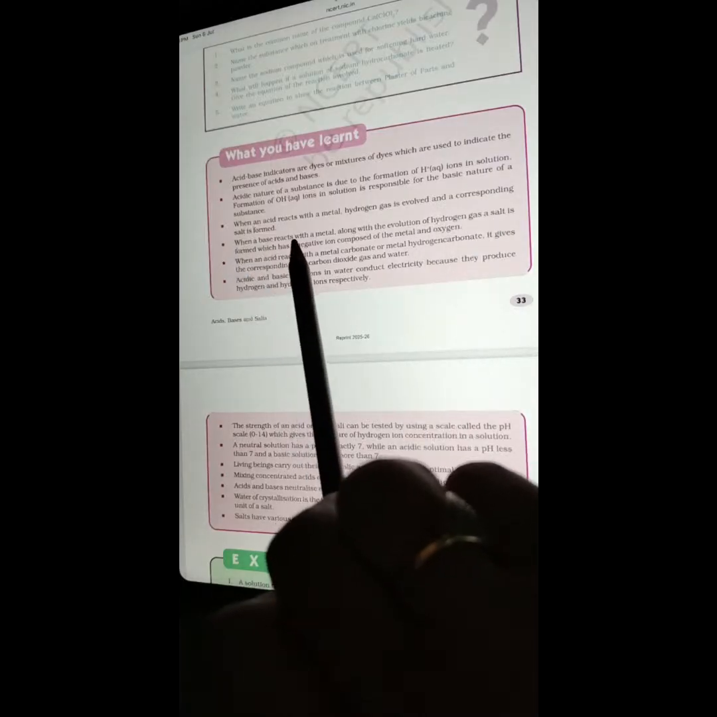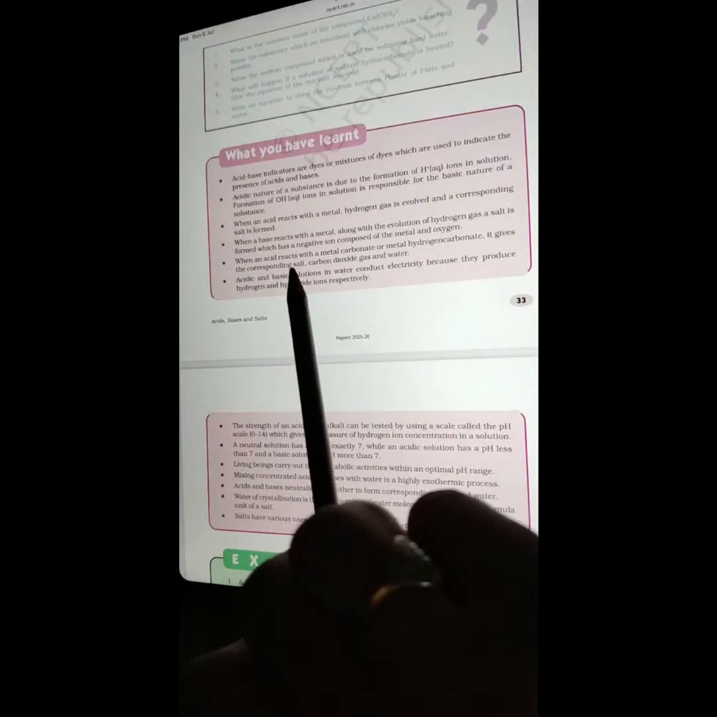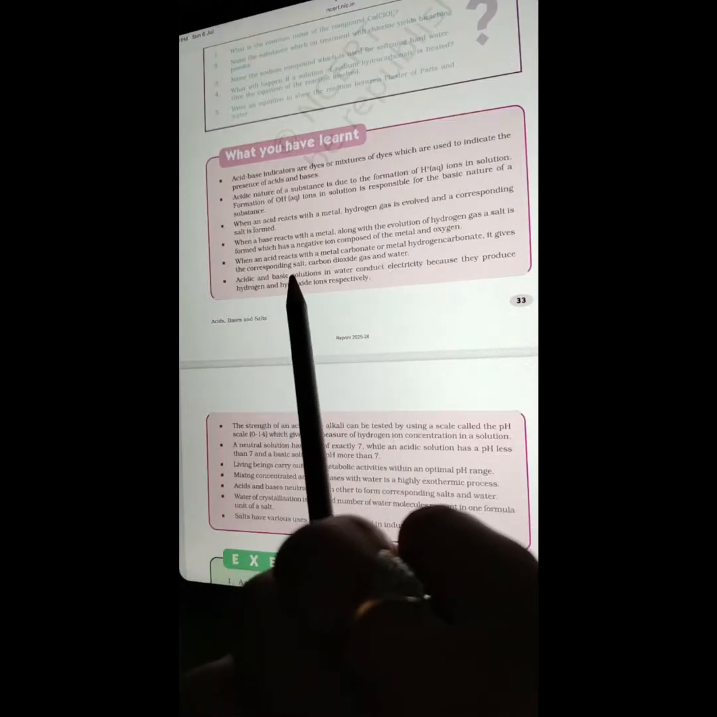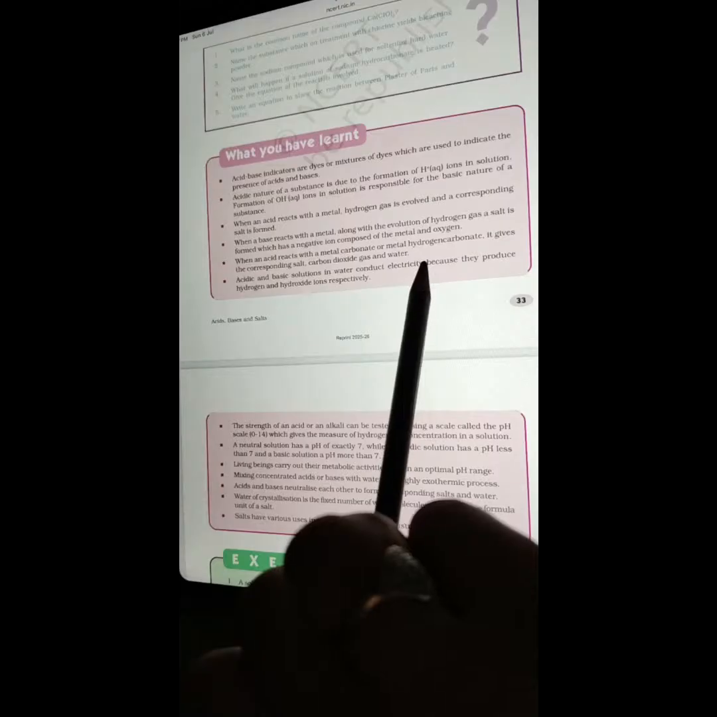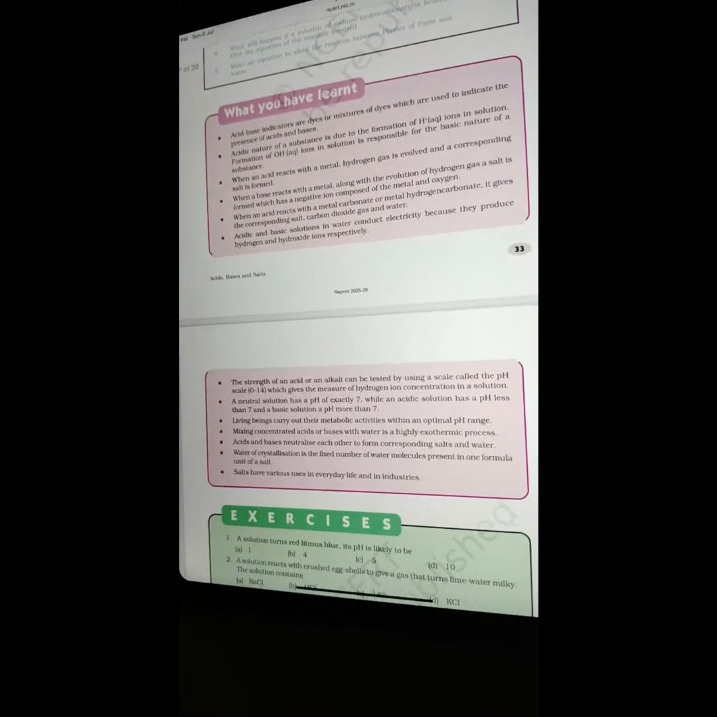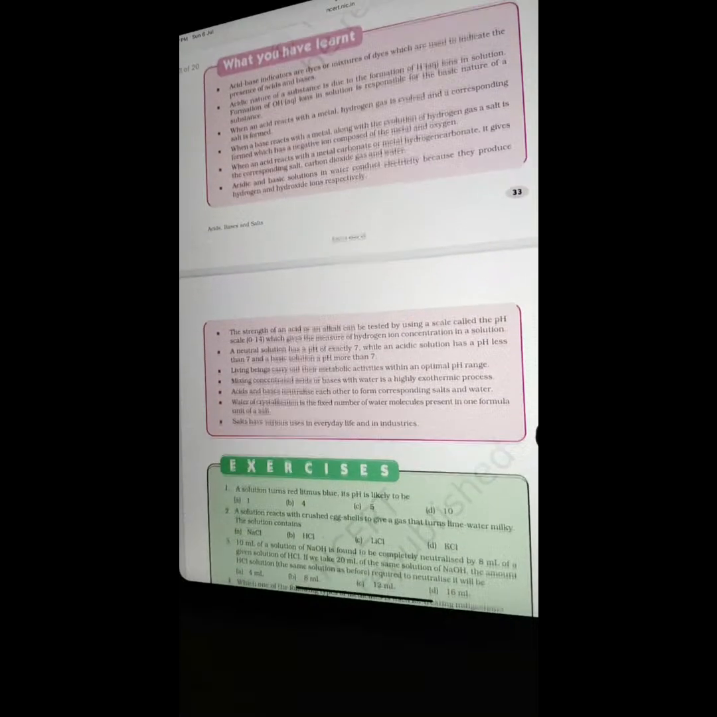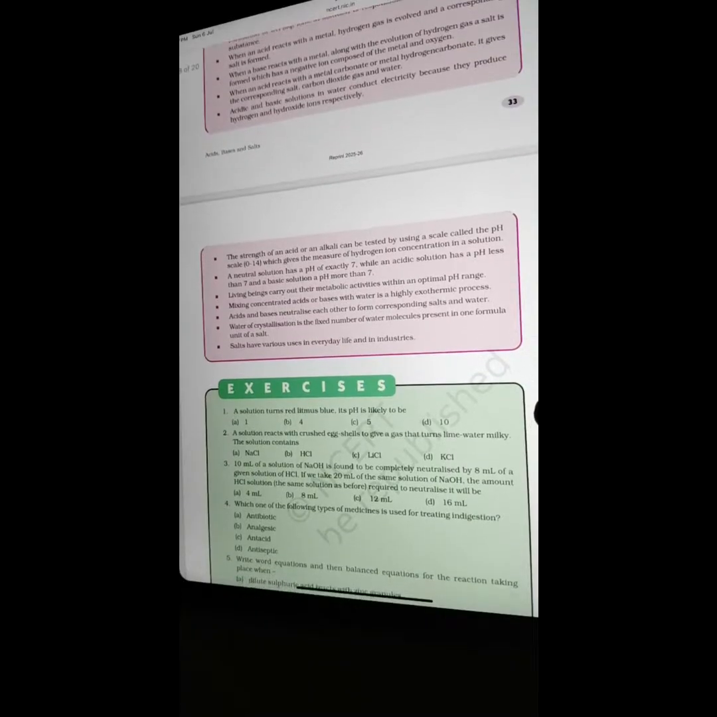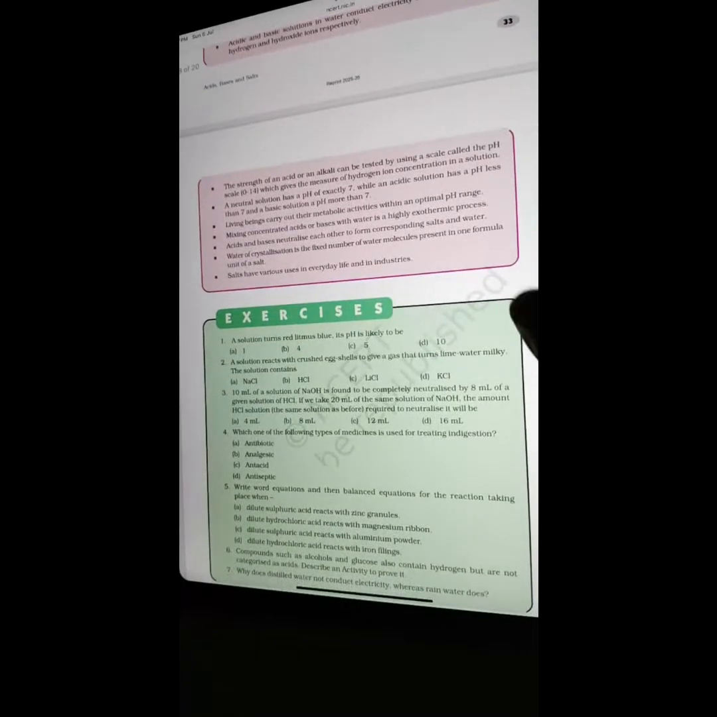When an acid reacts with a metal, hydrogen gas is evolved and a corresponding salt is formed. When a base reacts with a metal, along with the evolution of hydrogen gas, a salt is formed which has a negative ion composed of the metal and oxygen. When an acid reacts with a metal carbonate or metal hydrogen carbonate, it gives the corresponding salt, carbon dioxide gas, and water. Acidic and basic solutions in water conduct electricity because they produce hydrogen and hydroxide ions respectively.